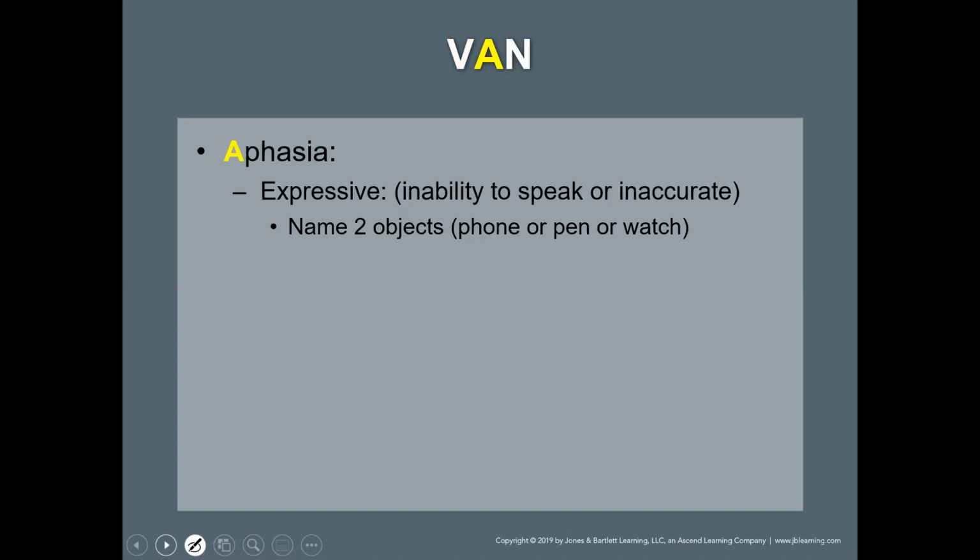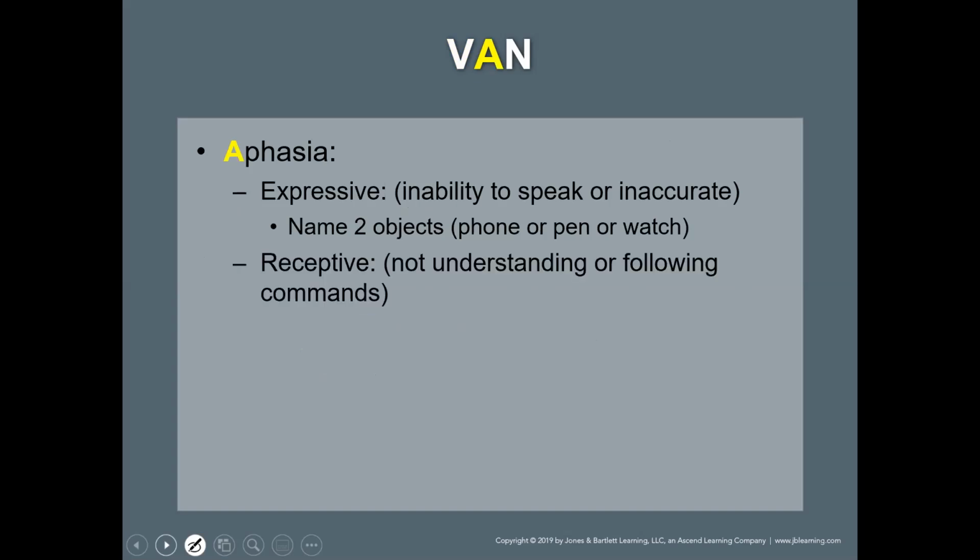So point to your watch or pull your pen and your phone out, doesn't matter. Just say, what is this? And hold up your pen. What is this? And they say a watch because you're pointing to your watch. That's expressive aphasia if they cannot name it. Receptive aphasia is not understanding or following what you ask them.